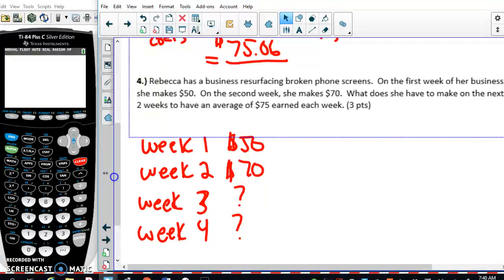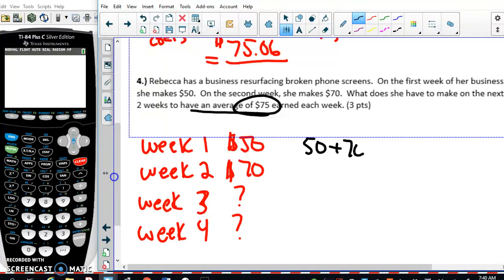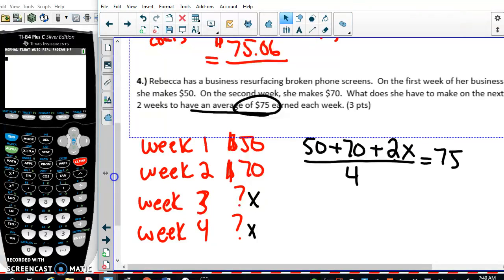Okay, so we have to set up a weighted average here because we have 2 weeks where we don't know what she makes. So she has to have an average of 75. So we'd have week 1 and week 2, right? And then the 3rd and 4th week are right here, 2x, because we don't know what this is. Divided by the total number of weeks. 4 is the total number of weeks, and that has to be equal to $75, right? So this is the equation we would set up and we would solve step by step.